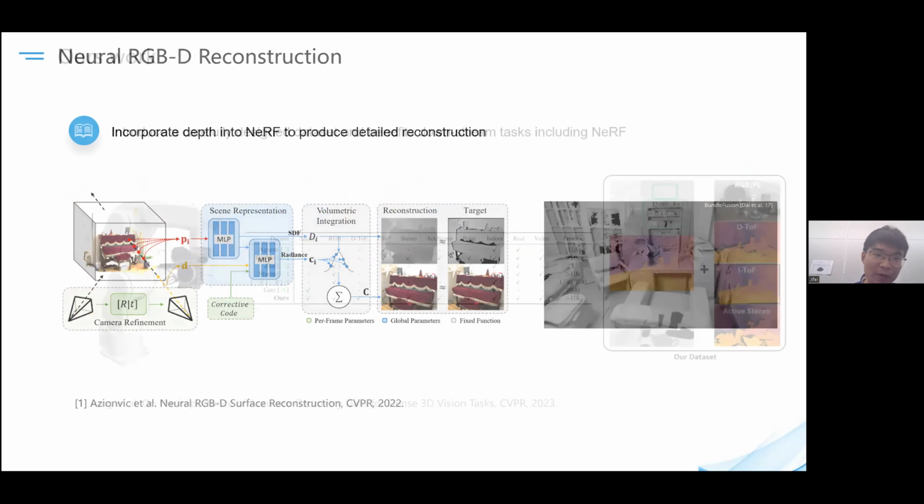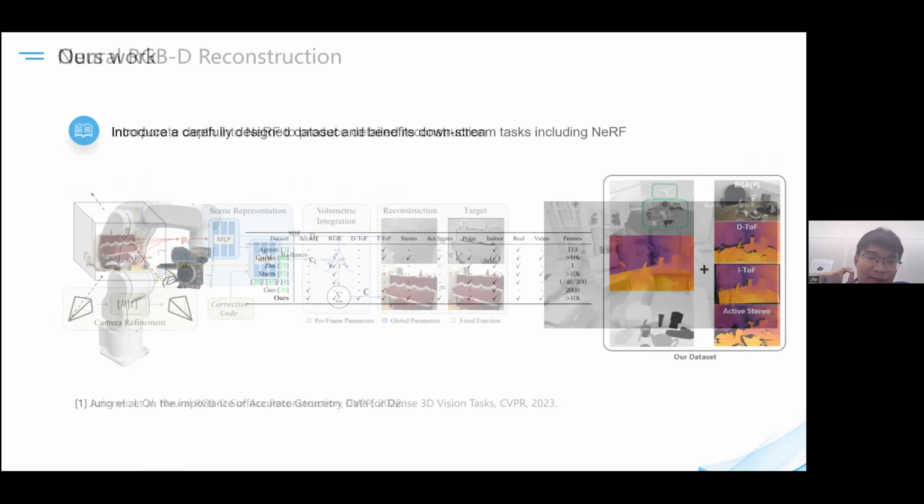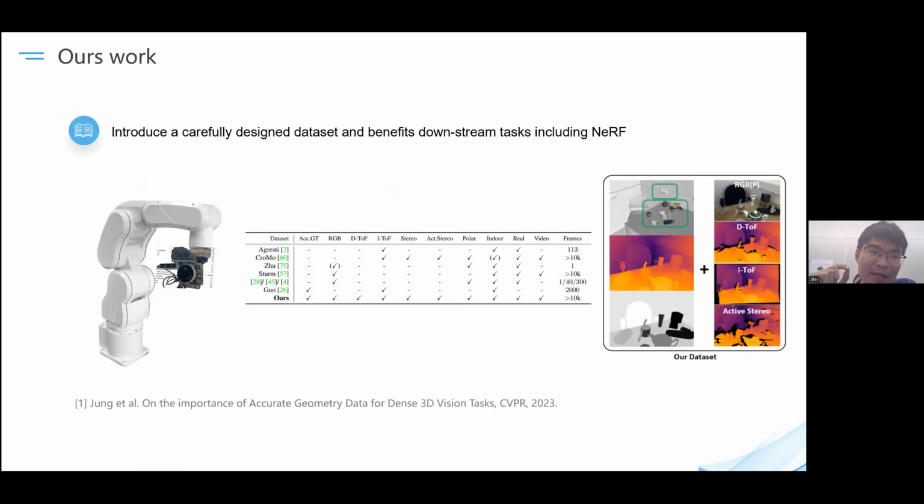So we also have a work in this direction. This is what we did in CVPR last year. There are many issues in this field. For example, as I mentioned, in the sparse view setting, we need a geometry prior to help the NeRF do a better job. So that's why we propose this idea, or this pipeline.